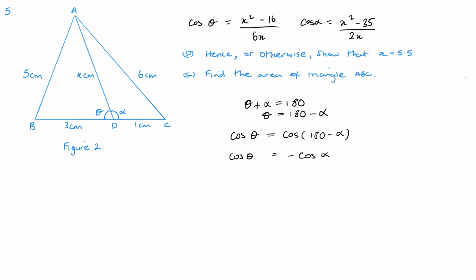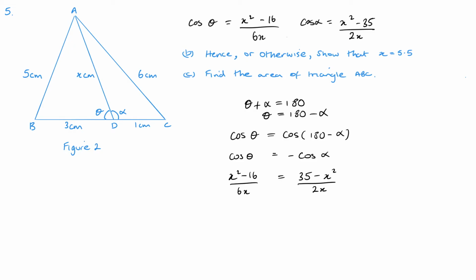So now we've got cos theta equals minus cos alpha. And cos theta, as I can see up here, is x squared minus 16 over 6x, and that equals minus cos alpha. Now, because it's minus, that would be the same as, instead of having x squared minus 35, we'd have 35 minus x squared. Imagine if you multiplied by minus 1. So 35 minus x squared over 2x.